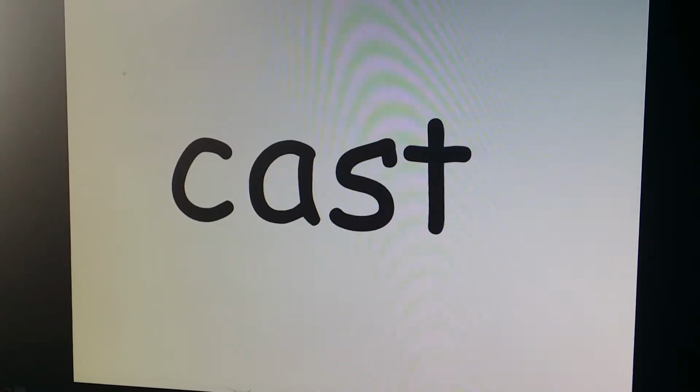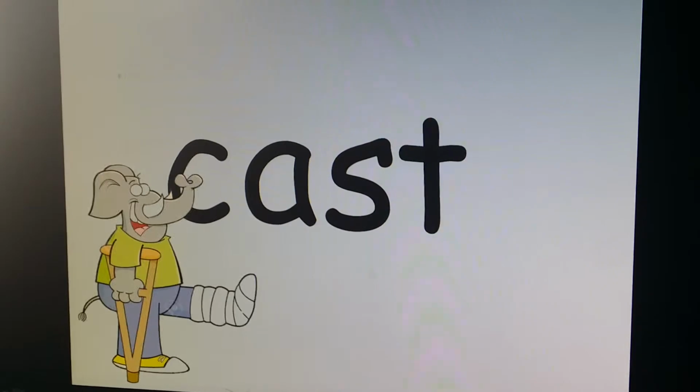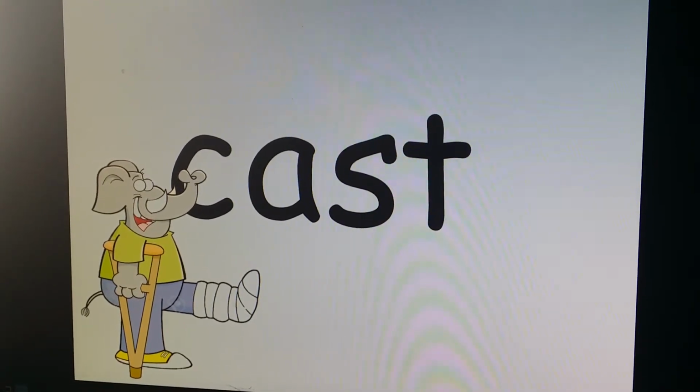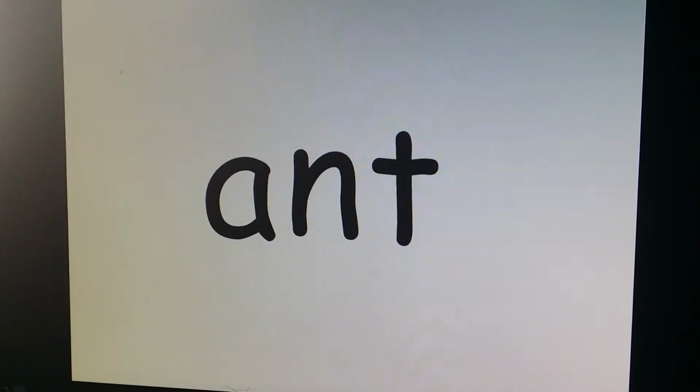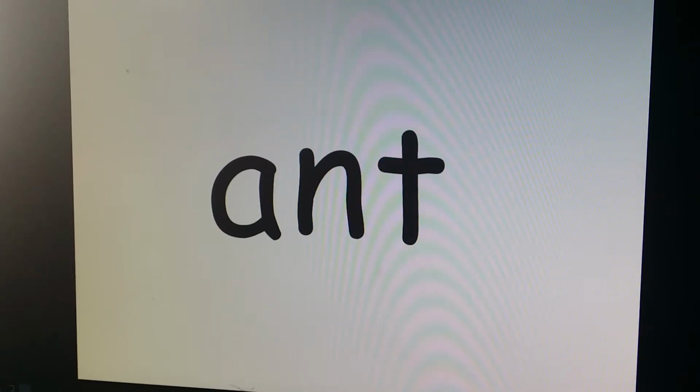Now we'll change the vowel to a. Cast. Our little elephant has a broken leg, so his leg is in a cast. Okay. Ant.